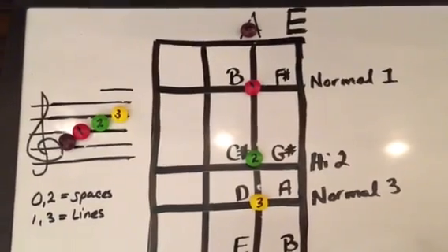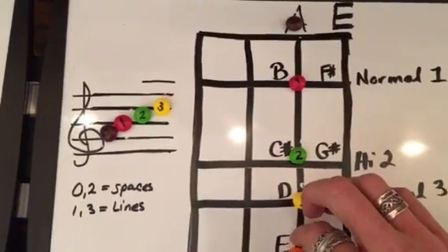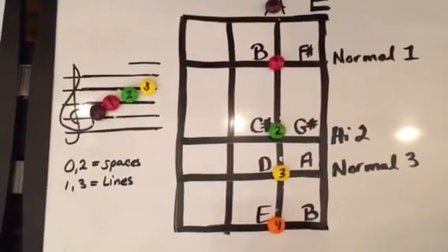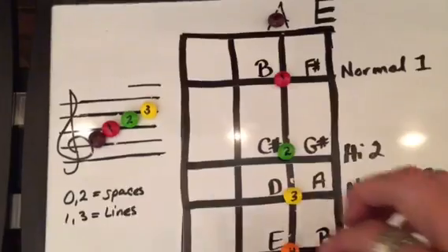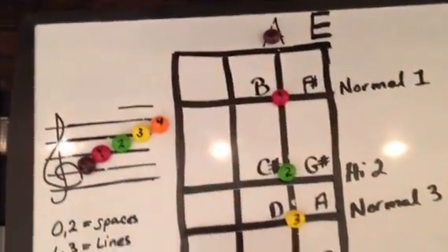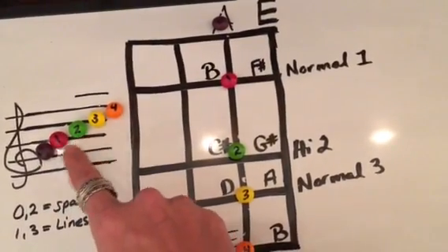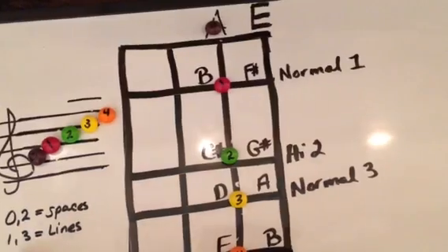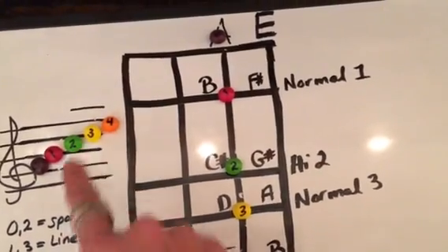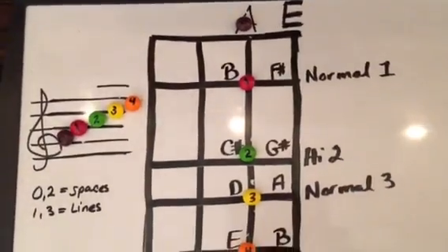And then of course we have our 4th finger, which we won't concentrate too much on when we start off, but just so that you have a reference point. There's our 4th finger, and it's going to be on our space right up here. So if you'll notice, our opens and 2s are on the spaces of the staff. Our 1s and 3s are on the lines, and it's lined up like this on our fingerboard chart.